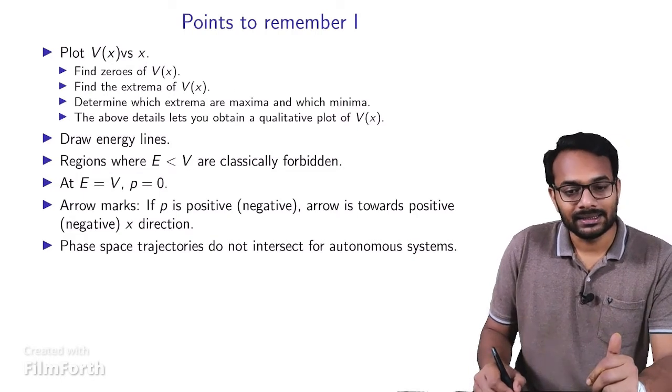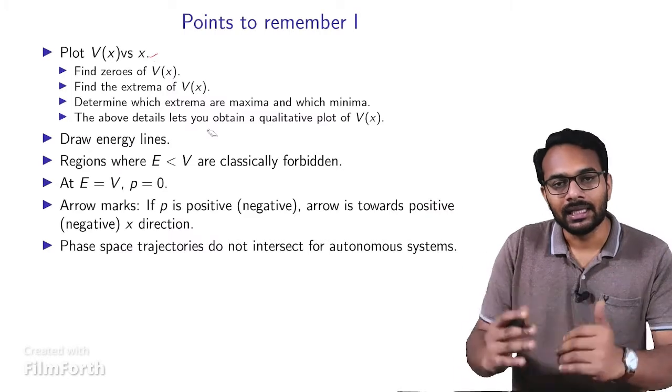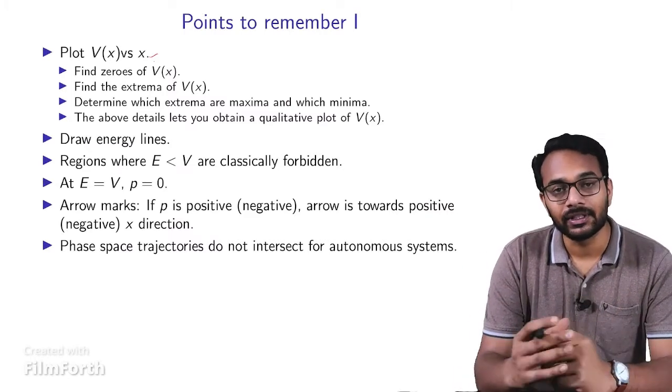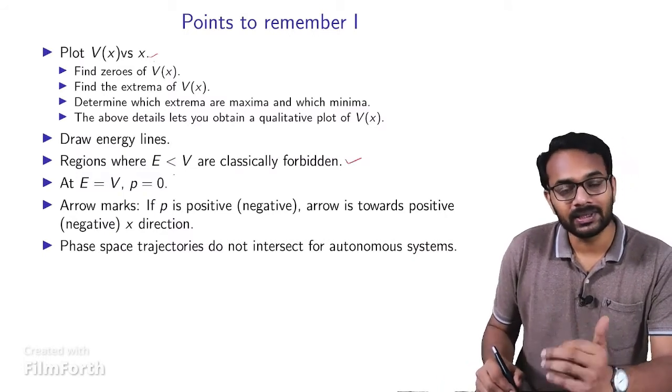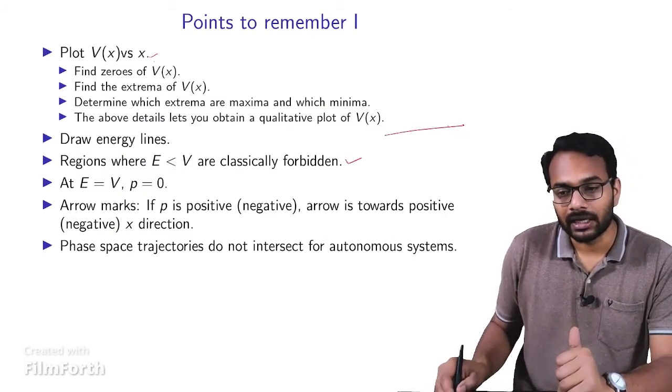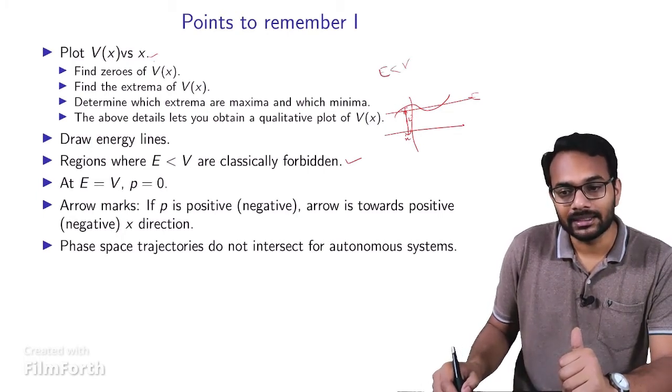The next step after plotting v of x is to draw energy lines. We draw different lines corresponding to different possible energies of the particle. You have to remember the regions where E is less than V. If you have this x-axis and some potential like that, and we have this energy line E, at this point the height of E is less than the height of V. So E is less than V, and this region is classically forbidden.